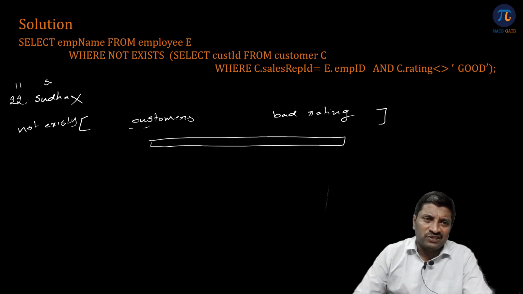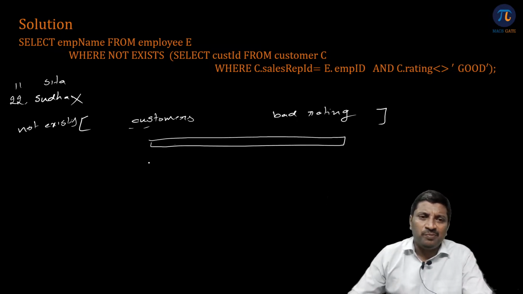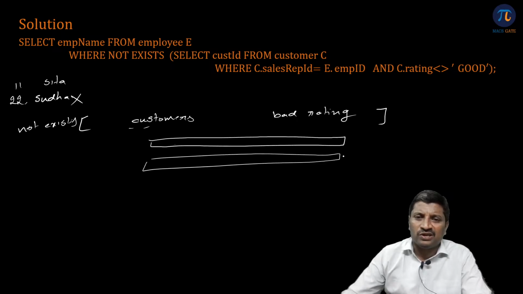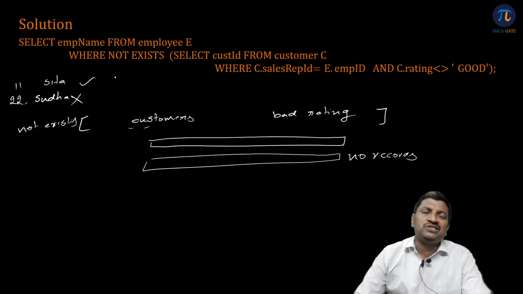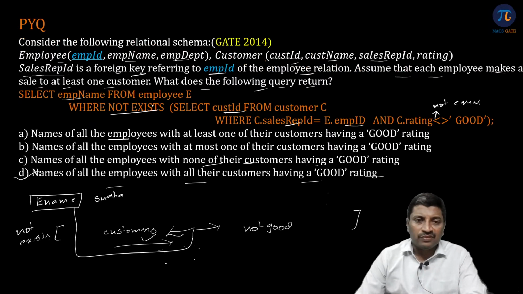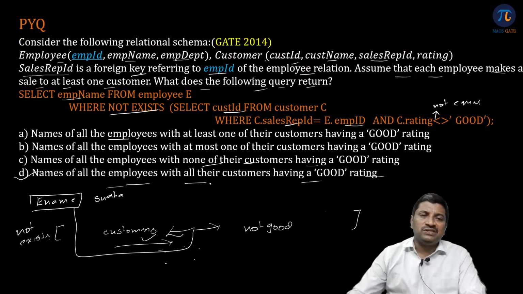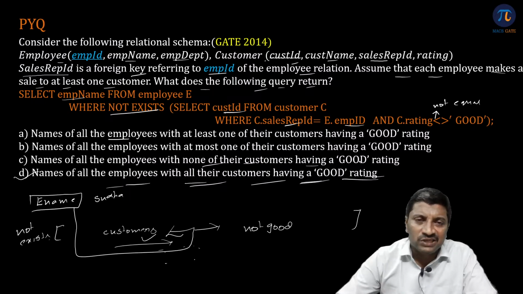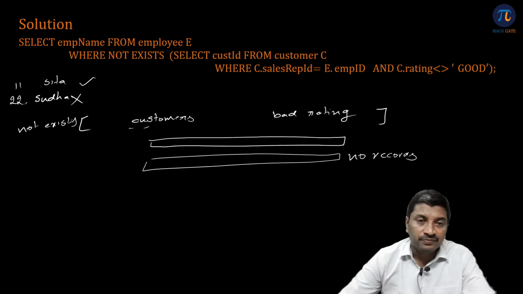Suppose I take 11 Sita. She doesn't have any bad record. That means there are no records. When no records, I will display Sita. That means for Sita, all the customers gave good rating. That's it. So name of all the employees with all their customers having good rating. That is the story about this question, sir.